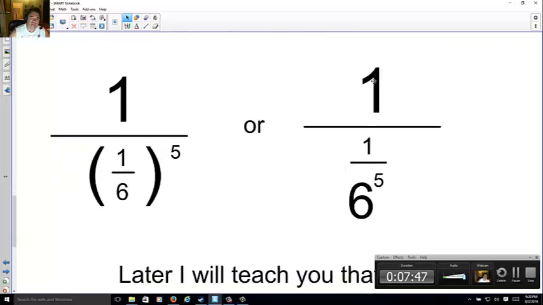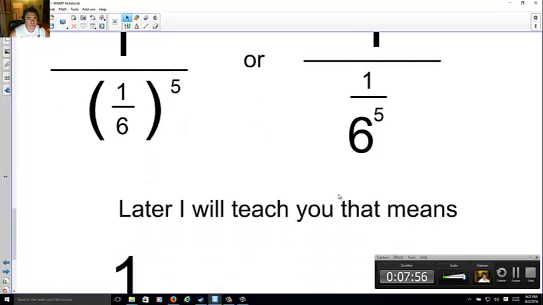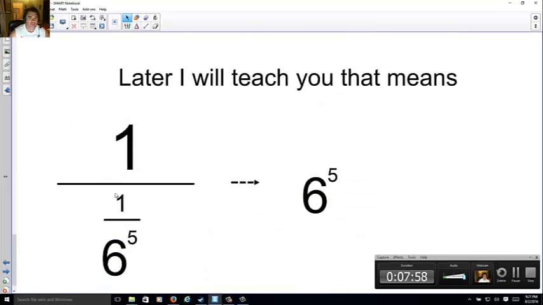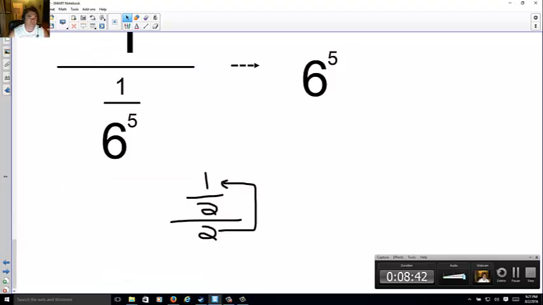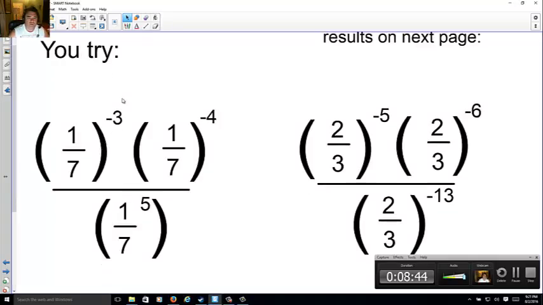And you can put it like that. And you probably want to keep it like this because it also could be 1 over 1 over 6 to the 5th, which is going to get a little tricky. And later I'm going to teach you that 1 over 1 over 6 to the 5th means 6 to the 5th. Next page.